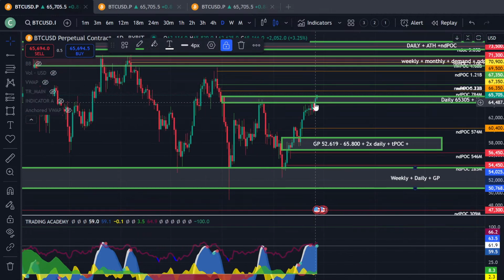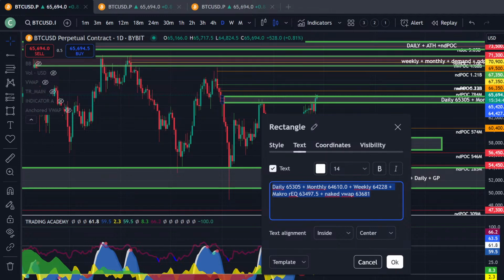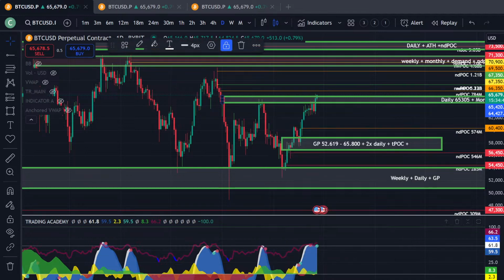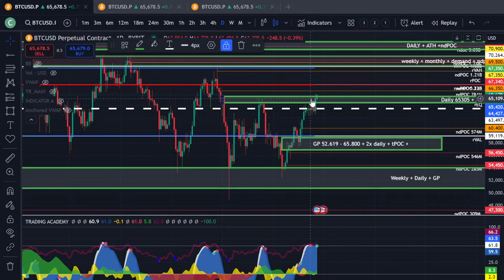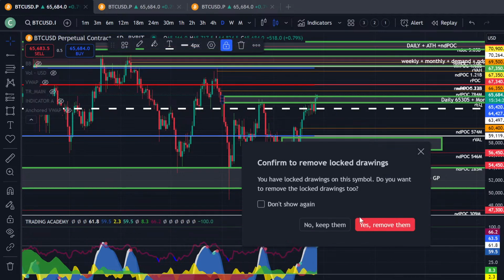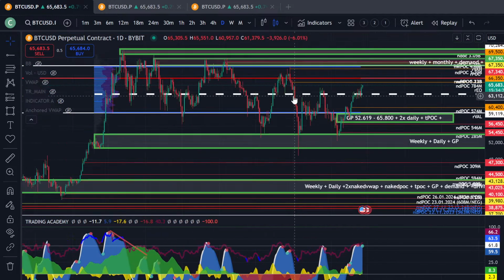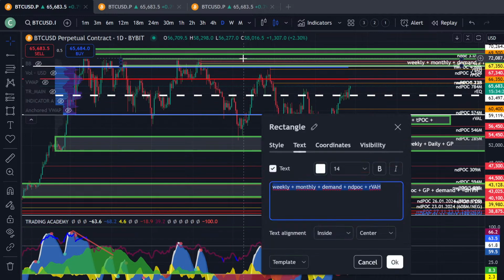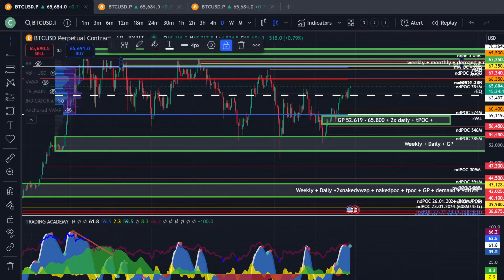And then we have this area that was the daily, monthly, still there, weekly, still there. Macro, is it still there? Macro range basically is a little bit below, so we're above it, so it's not that interesting anymore, because we are in the area as well. I'm just gonna remove it. And this one is weekly, monthly demand, still there. Naked daily point of control, that may be taken out. But no, it's in there.